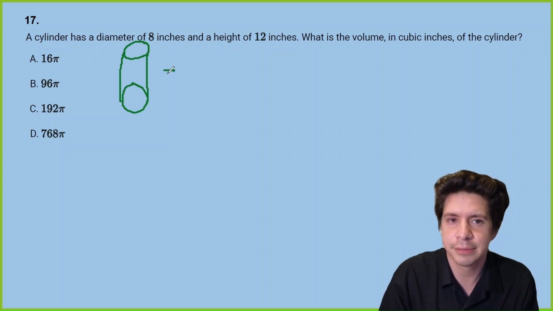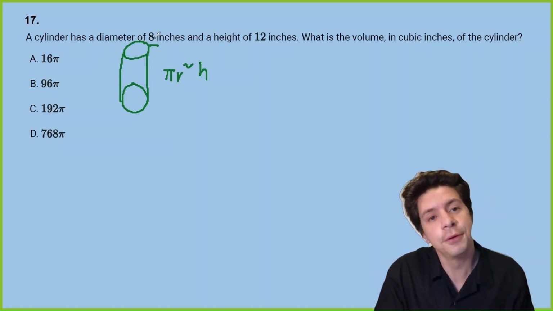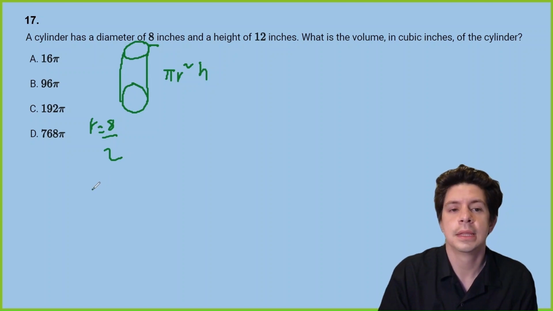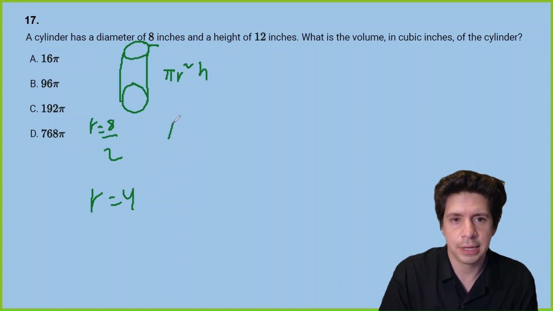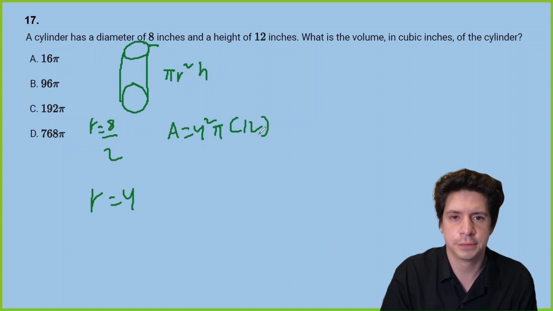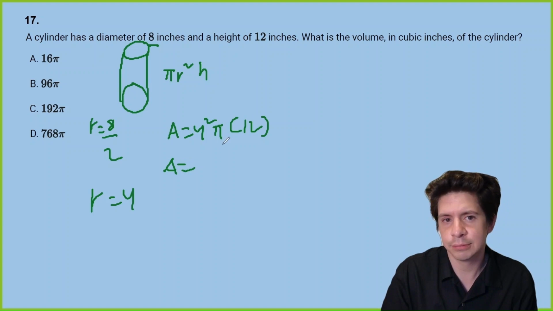And what's the area of the base, Sebastian? Oh, the area of the base is pi r squared, right? Because that's the area of a circle, times the height. So we have diameter. You want to be careful. This will throw you off if you're not careful because you'll think radius. You want to divide that by 2, right? R equals 8 over 2. That's going to give us R equals 4. So then volume equals 4 squared pi times the height, which is 12. That's going to give us 4 squared, 16, times 12.